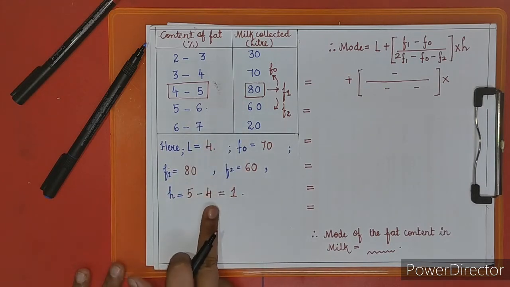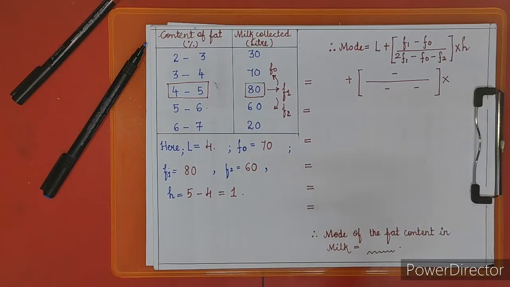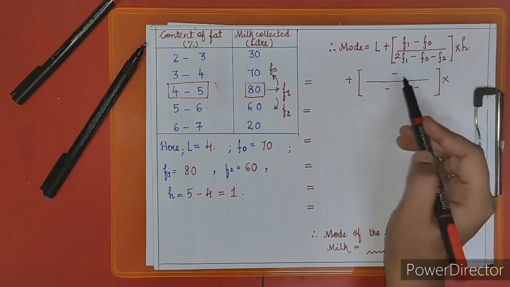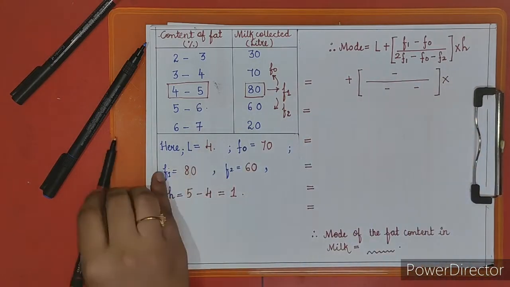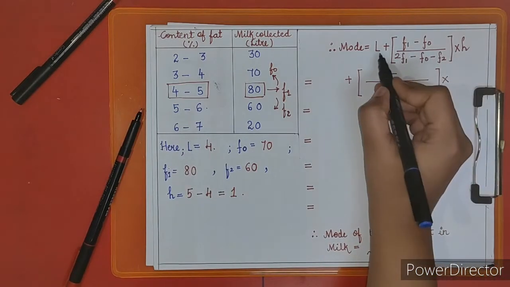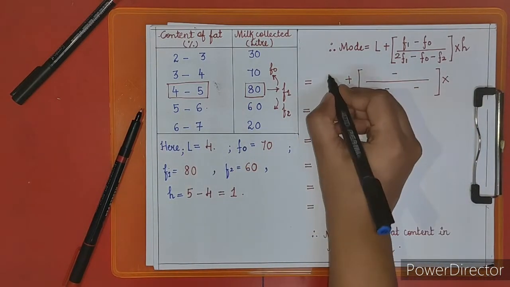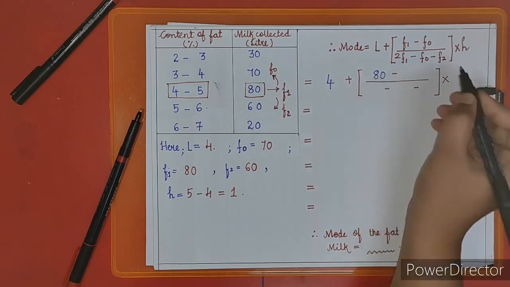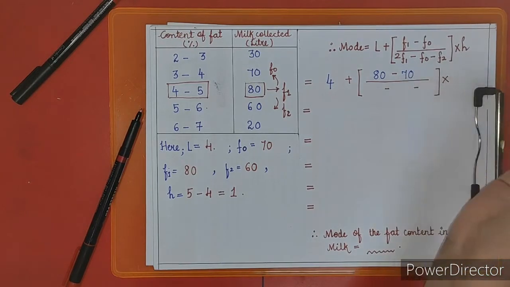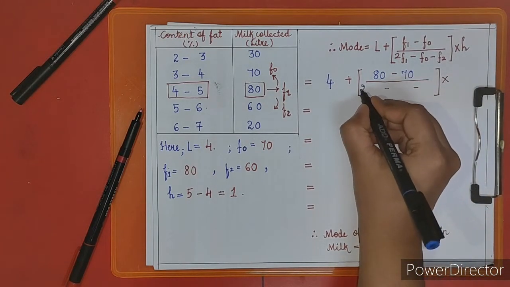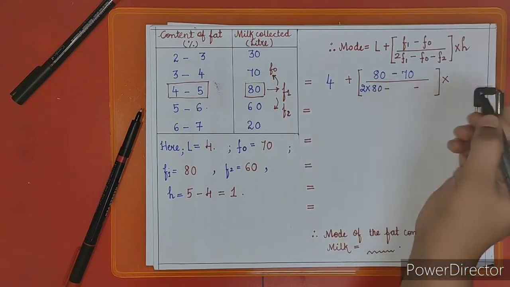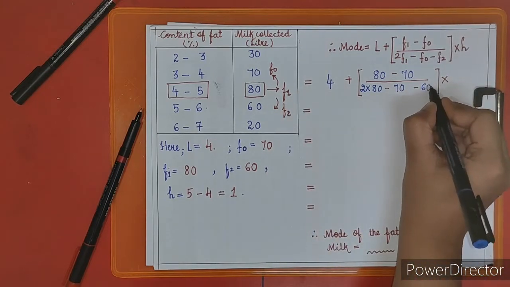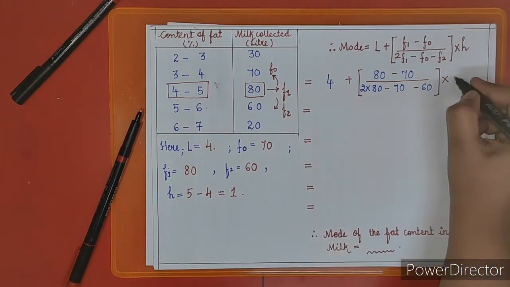Now your next step is the substitution of the values after writing the formula. Every time, first you write the formula, and then you substitute the values. So now let us substitute all the values. What is the value for L? The value for L is 4. What is F1? 80. What is F0? 70. Coming to the denominator, 2 multiplied by F1 is 80, your F0 is 70 and F2 is 60, multiplied by height. So the value for height is 1.